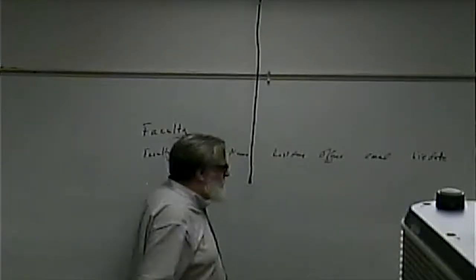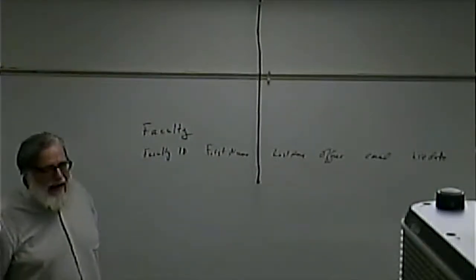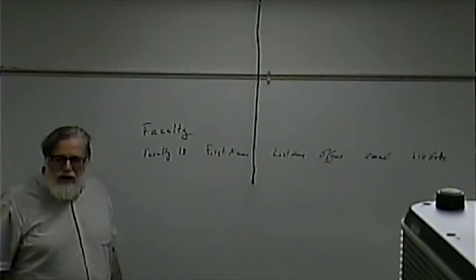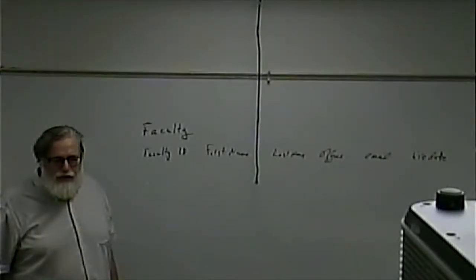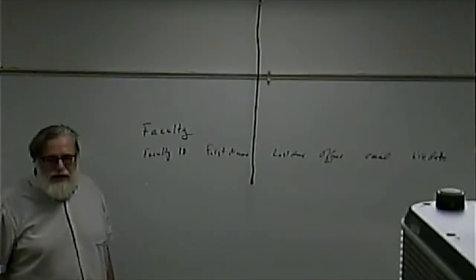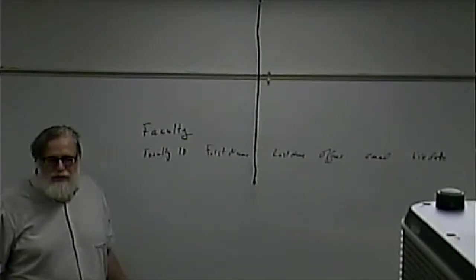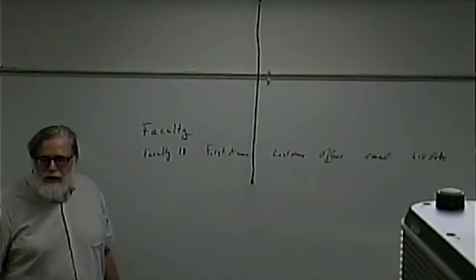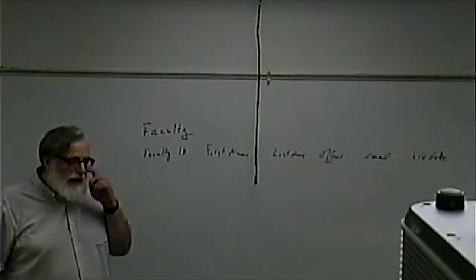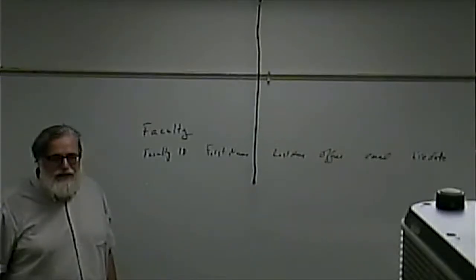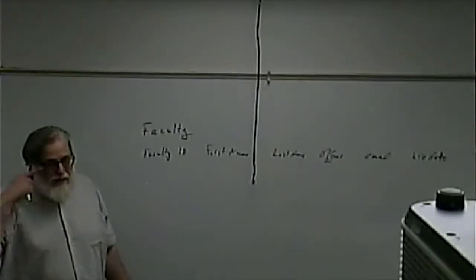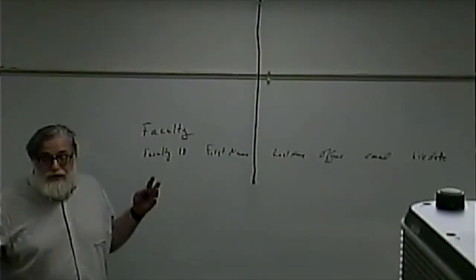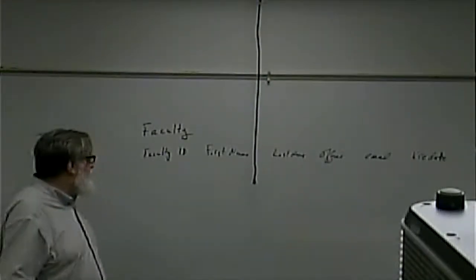All right, let's talk about adding some tables to this. Let's say that every faculty person can only belong to one division, which I think is probably the rule, right? Every faculty person only belongs to one division. And every division has a dean, the person in charge of the division.